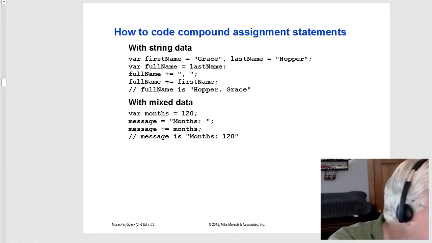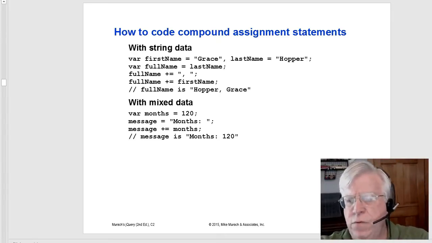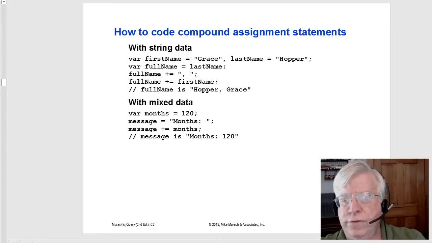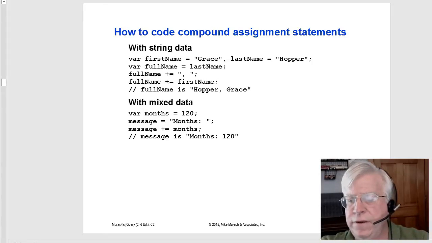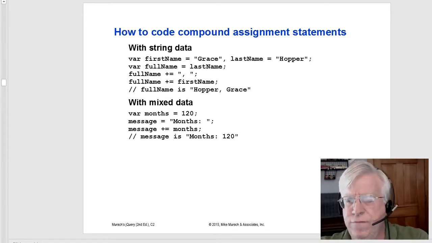So on page 62, and especially on page 63, this slide is covered where you're seeing that, like with mixed data, you have var months equals 120. Now, just by default, that's going to be an integer value, and then the word message being the word months. And now we're concatenating message with the word months, so now message is equal to months plus 120. What's nice here is that when we're concatenating those values, we don't have to change the type of integer to string to make it that value.